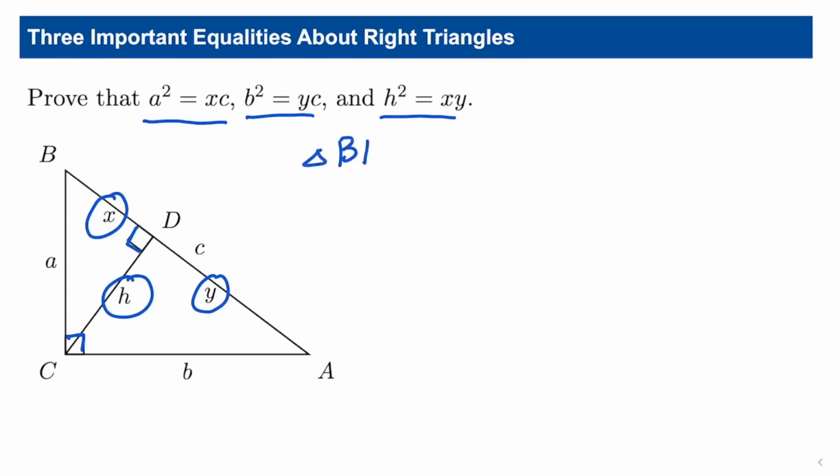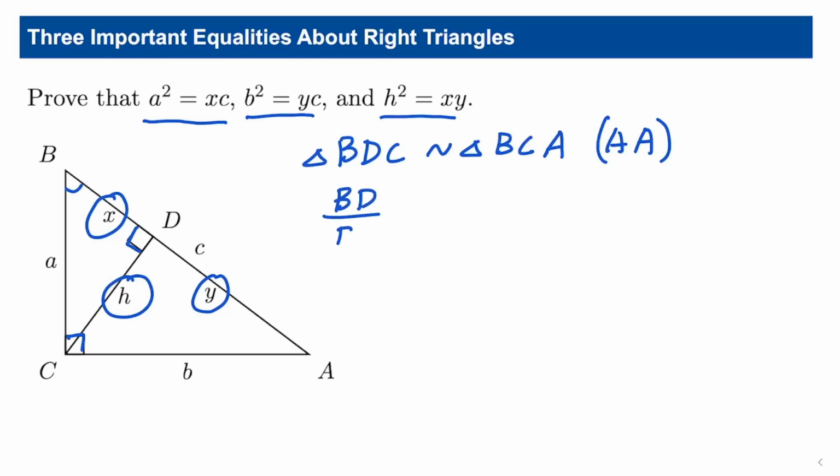Triangle BDC is similar to triangle BCA by angle-angle similarity. Angle B is a common angle. Both triangles are right triangles. Therefore, BD over BC equals BC over BA. BD is X, BC is A, BA is C. Cross multiplication gives us A squared equals X times C.